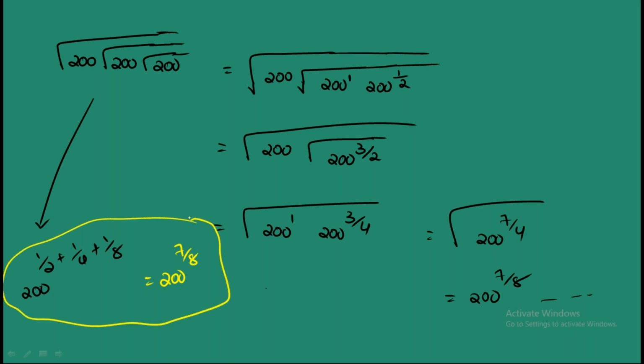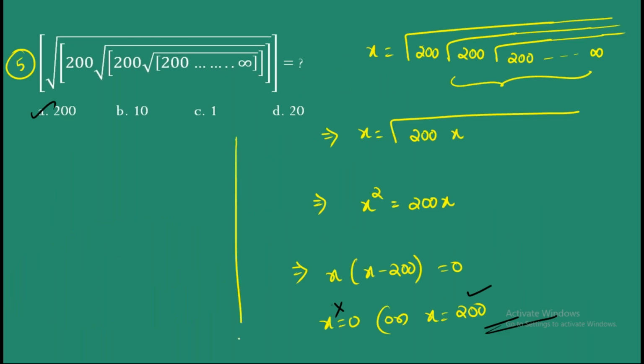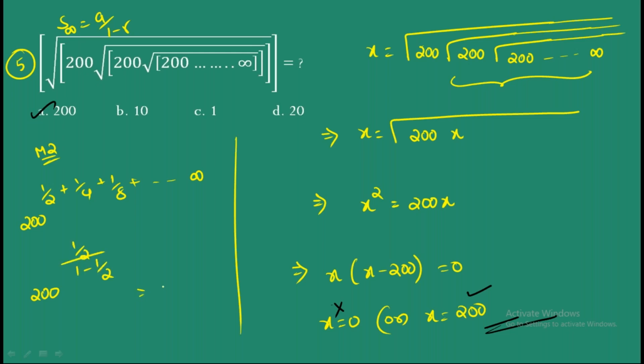See, you already know the progression concept. If it is up to infinite terms, method 2 is 200 power 1 by 2, 1 by 4, 1 by 8, up to infinite terms. This is in GP, sum of infinite terms is A by 1 minus R. A is 1 by 2, R is also 1 by 2. 200 power 1 by 2 divided by 1 by 2 will become 200 power 1, which is nothing but 200. That is our answer.